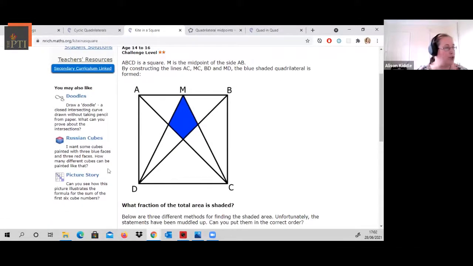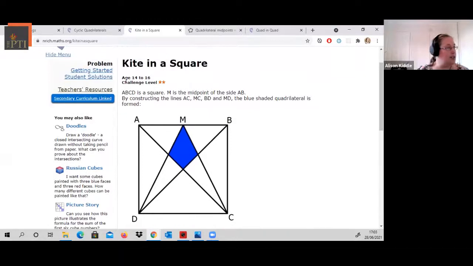Because of the proportions that you get when you start drawing on this, that's going to give you intersections of lines on grid lines. So what we've done with the problem on Enrich, and you can see that this is a Key Stage 4 problem, and we've given it a challenge level of 2 stars, which means it's got some chunky problem solving in it.